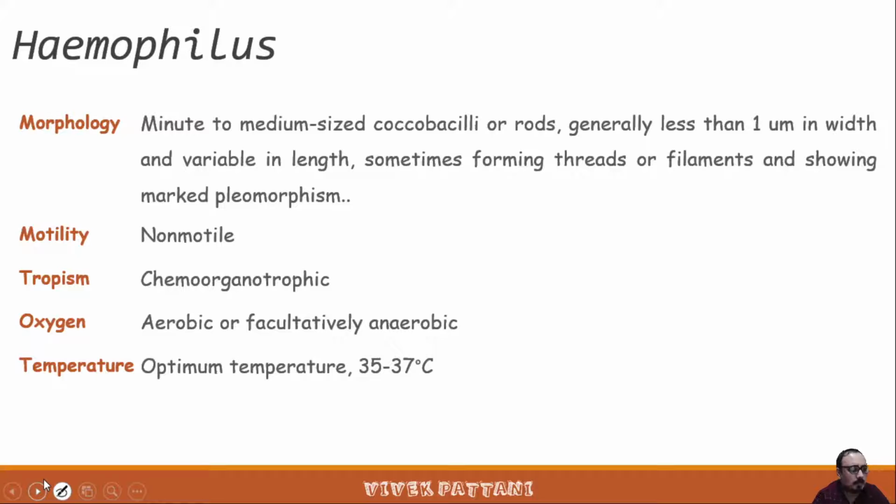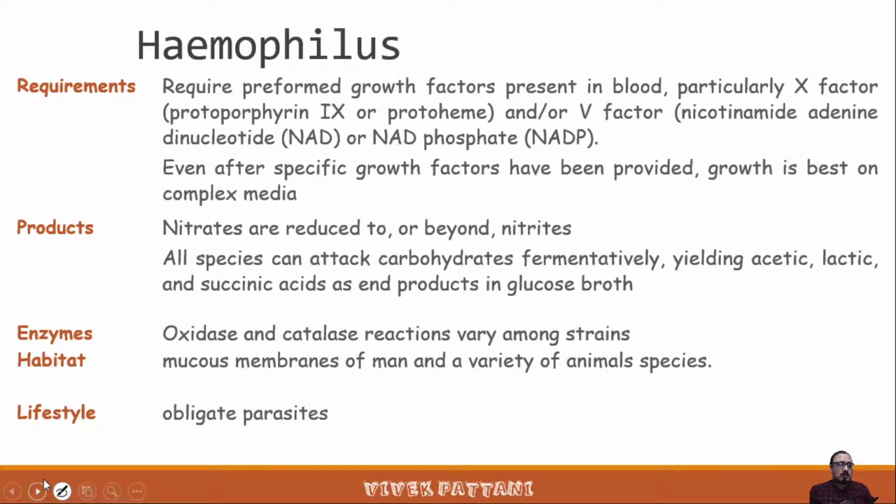Now the next group, Haemophilus. They are minute to medium-sized coccobacilli or rods, generally less than 1 micrometer in width and variable in length, and sometimes form threads or filaments showing marked pleomorphism. They are generally non-motile and chemoorganotrophs. In terms of oxygen requirement, they are aerobic or facultative anaerobic, with an optimum temperature of about 35 to 37 degrees Celsius.